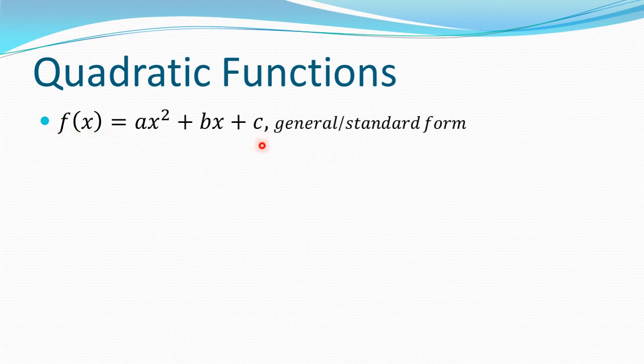Quadratic functions are those functions that take the form ax squared plus bx plus c, where a can't be 0, because if a is 0, then this whole term will be 0, and your function will be just a linear one. It can be positive or negative. Any quadratic function of this form is in the general or standard form.